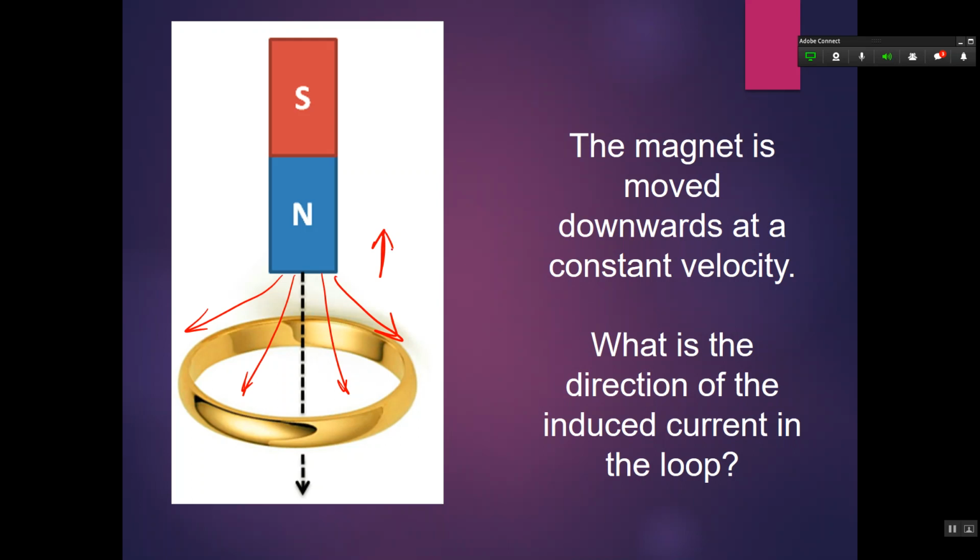So B induced is upwards. And if B induced is upwards, what can you tell me about the direction of the current? If you look at this from the top, is it going to be clockwise or counterclockwise? Counterclockwise, exactly.